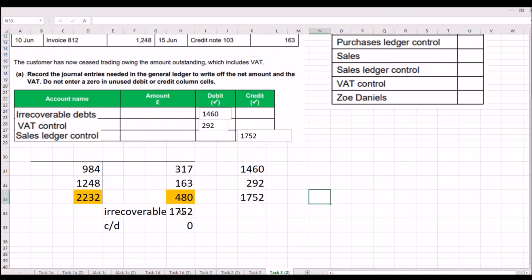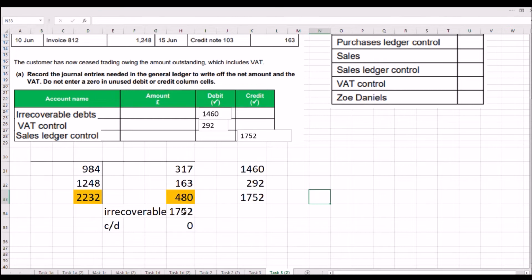Well, we have to have a credit of 1752 of irrecoverable debt in there. So we're going to have a reduction, or credit, to the sales ledger control account, because this is the sales ledger figure. It's got to always be reconciled to the sales ledger control account. So we're going to go credit 1752 in the sales ledger control account from here. I've just put the figures into the debits and credits so they know where they are. So that's our first part there.